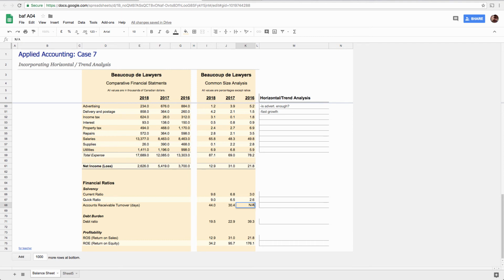So unless you have both values, any ratio that has an average number in it, and those are accounts receivable turnover, inventory turnover, and return on equity, you can't do them unless you have two numbers to come up with those average values for. So this one can't be done.